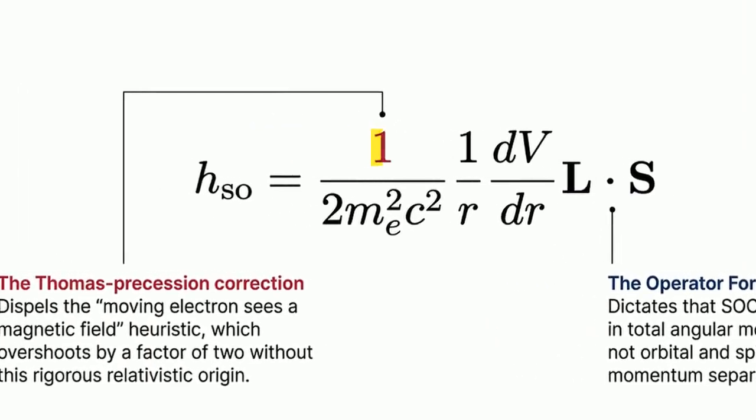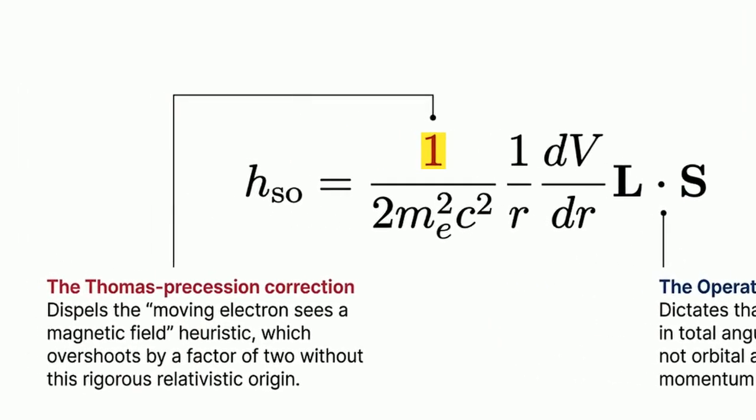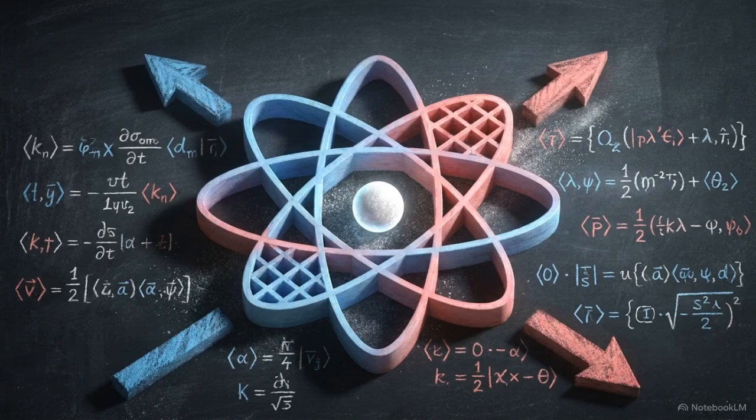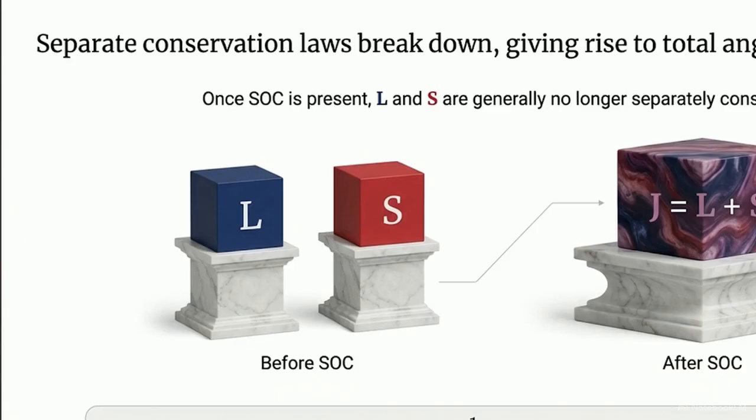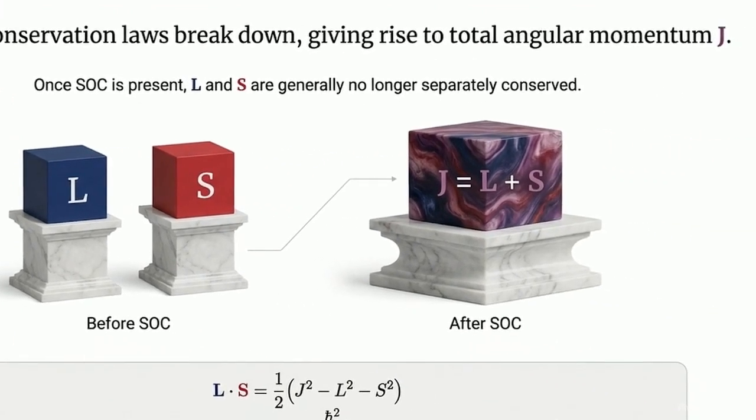Note the red 1 on the left, the Thomas precession correction, a relativistic factor preventing the model from overestimating the magnetic field. With this term added to the Hamiltonian, the energy of the atomic system is governed by its internal relativistic geometry. In a non-relativistic system, orbital angular momentum L and spin S are separately conserved, represented here by these two independent blocks. Once coupling is present, that independence vanishes. The atom trades those individual properties to conserve a single fused total angular momentum, labeled J.